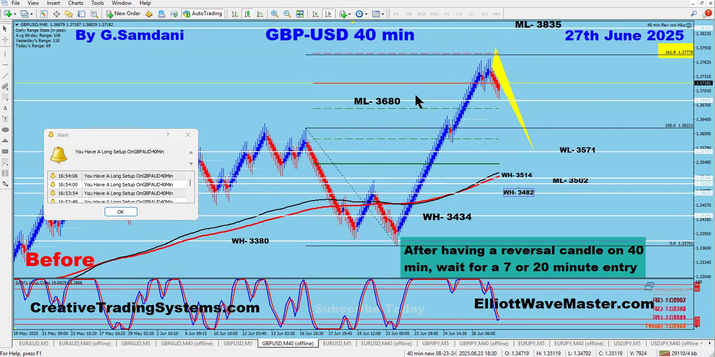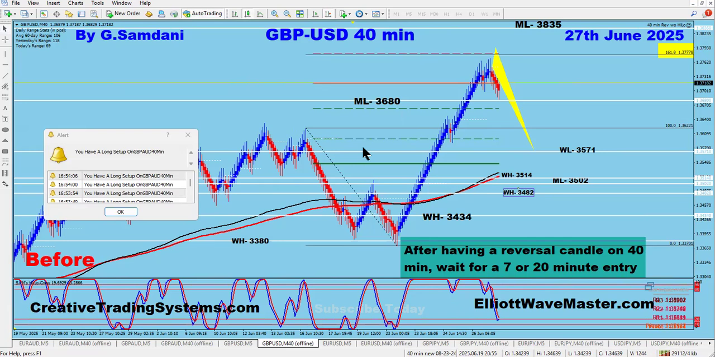So this is what I was explaining and teaching her, that I make the chart like that. All of my charts are like that, and I have the note here as well, right? That this is what we're supposed to do. We wait for the 7-minute entry and then the 20-minute entry after having a reversal candle on the 40-minute chart. Right? So this is the idea.